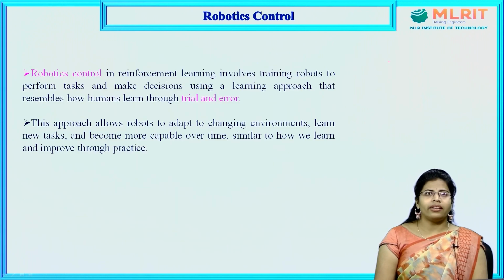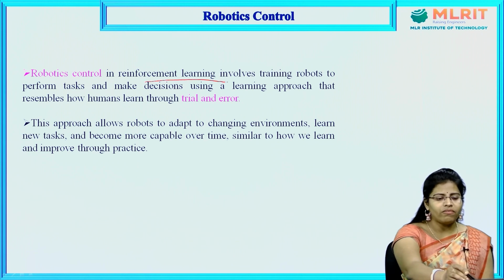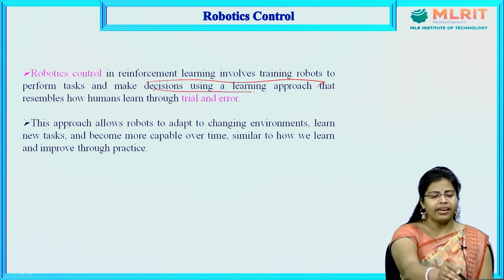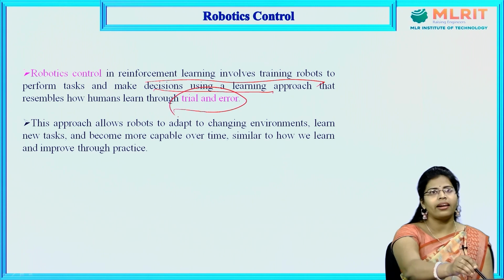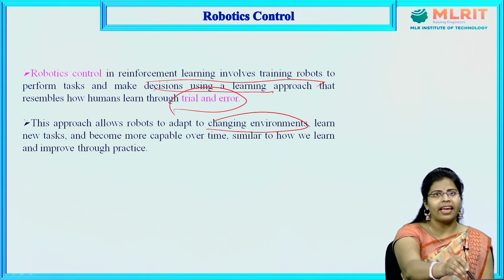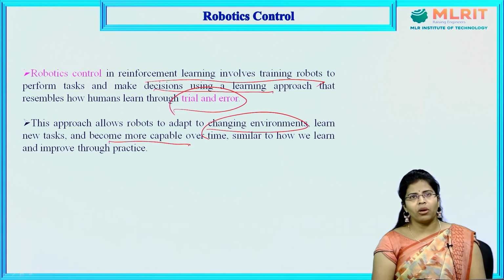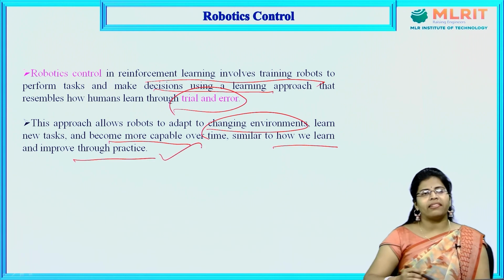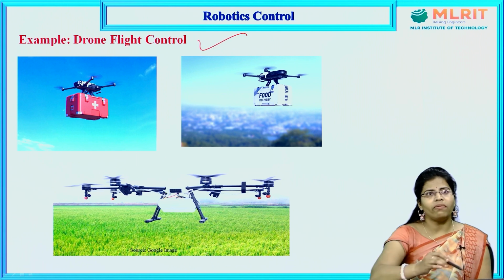Coming to the other real-time application, robotics control. Robotics control in reinforcement learning involves training robots to perform tasks and make decisions using a learning approach that is through trial and error. It is going to work in changing environments. It is going to learn new tasks and become more capable over time, improving through practice. Let me explain with one example. That is drone flight control.